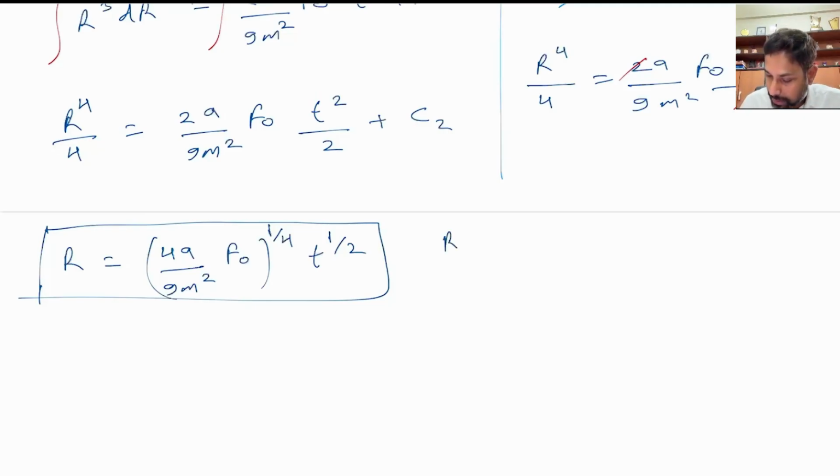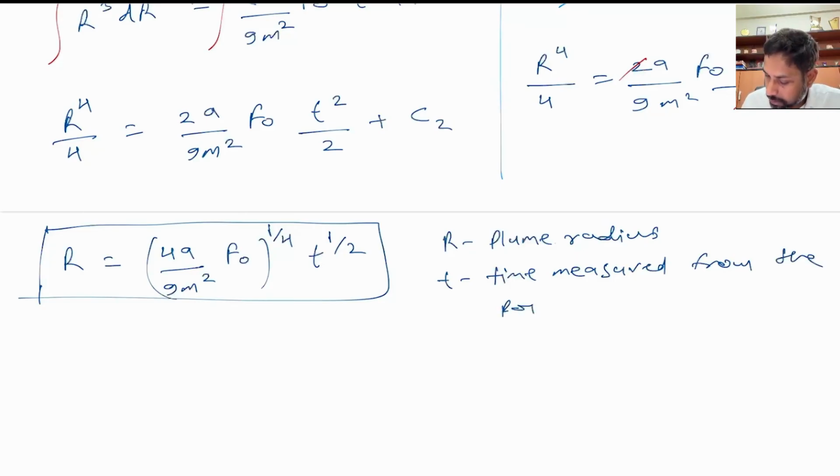Okay, so r is the plume radius and t is time measured from the point of release, right? So the moment you release buoyant fluid, that moment is t equal to 0, and you start measuring time from there, and that gives you the radius r for a particular given time. Okay, so this is the formula we get for the radius.